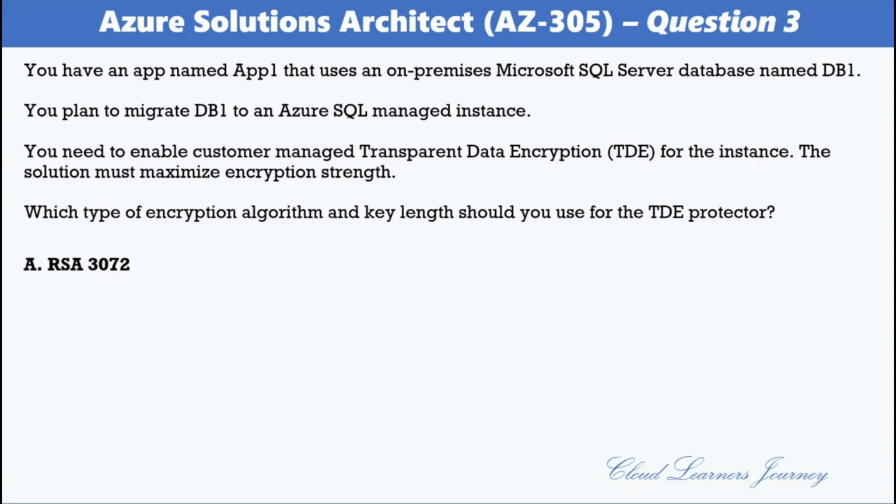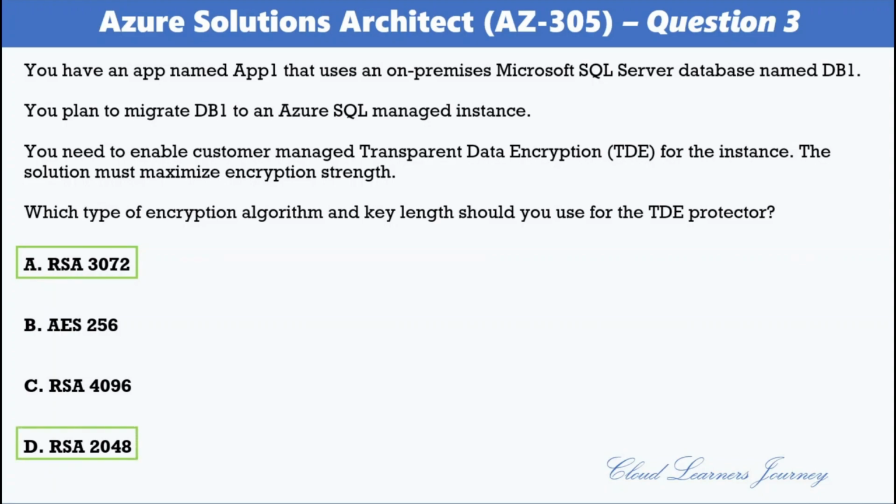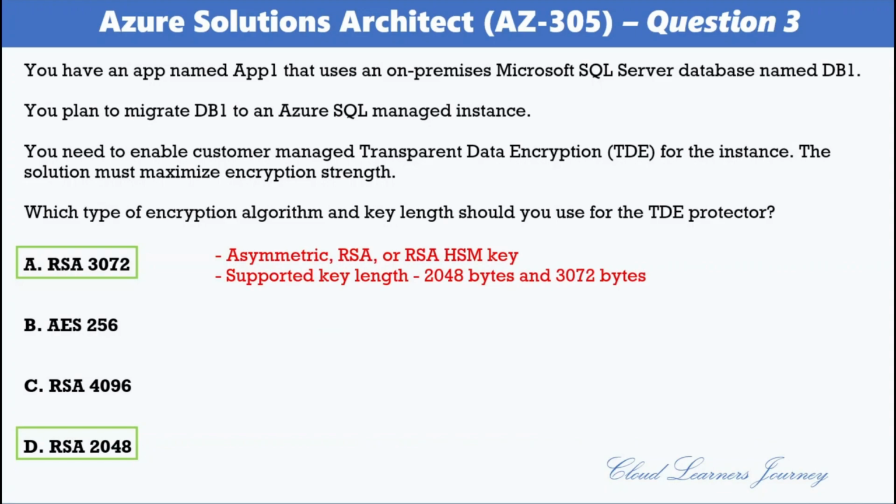And the options are A. RSA 3072, B. AES 256, C. RSA 4096, D. RSA 2048. And the correct options are A. RSA 3072 and D. RSA 2048. TDE protector can only be an asymmetric RSA or RSA HSM key. The supported key lengths are 2048 bits and 3072 bits.